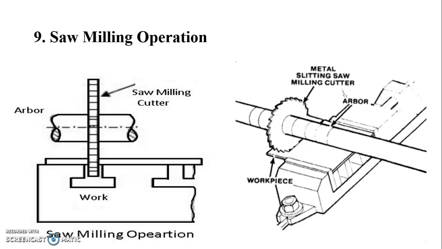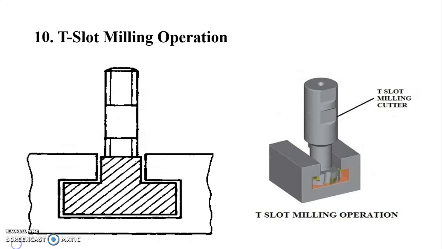Closed slots are produced by using an end mill cutter, and for milling dowel slots or T-slots, a special type of cutter is used. This operation is performed in two steps. First, an end mill or plain milling cutter is used and plain slots are produced. Then the T-slot cutter is used to enlarge and face the bottom of the slots.